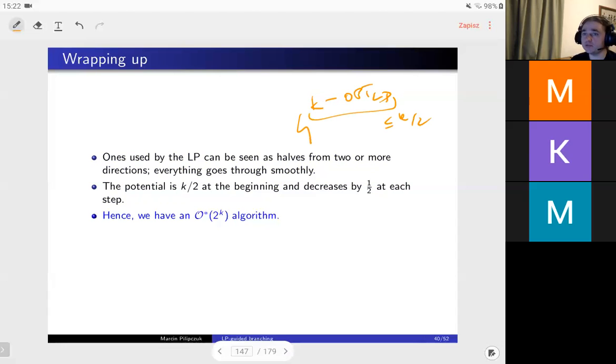So we got the same running time bound, or the exponential part of the running time bound, as for the edge case, but we needed to use LP instead of the homebrew approximation by counting the minimum cuts between terminals. Okay, so this is it.